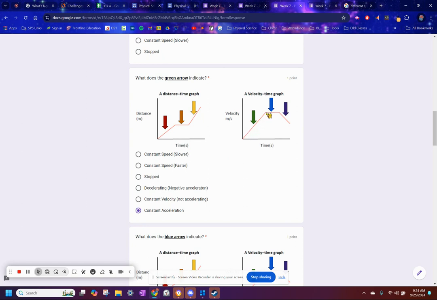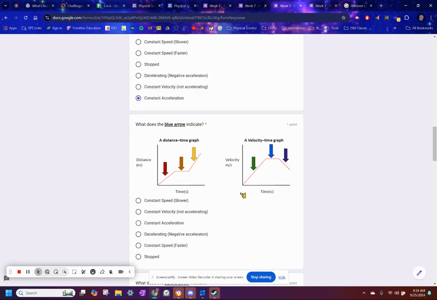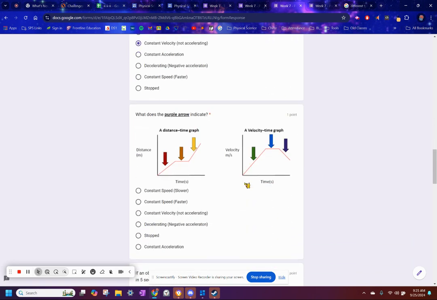and at the blue arrow it flattens out. So velocity or speed is the same. We've gotten on the highway, we're now still going 60 miles per hour or 60 meters per second. It'd be pretty slow. So this one's going to be a constant. Nope, I lied. Constant velocity, because velocity is the same. Going down, that's deceleration or negative acceleration.